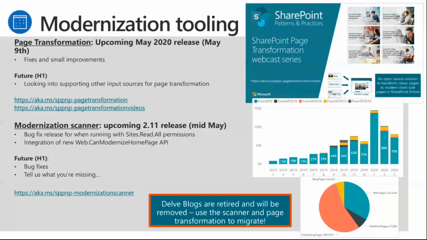Besides page transformation, the other component is the scanner, which we use to assess your environment. If you want to modernize, the scanner will give you the data to help you modernize. For that one, there will be a 2.11 release in the middle of May, with a bug fix for folks that use the scanner with low permissions, being Sites.Read.All. We hit a list field threshold issue when querying a list in tenant admin, so that's being fixed.